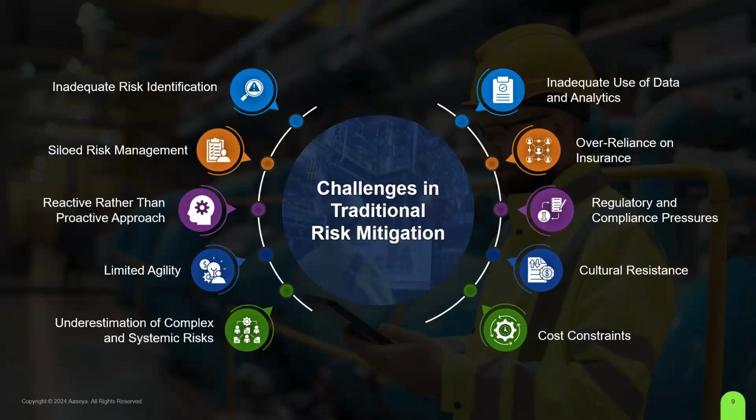9. Cultural resistance. In organizations with a top-down management structure or a risk-averse culture, employees may be reluctant to report risks for fear of being blamed for problems or making mistakes. This can lead to important risks being ignored or underreported, compromising the overall effectiveness of risk management.